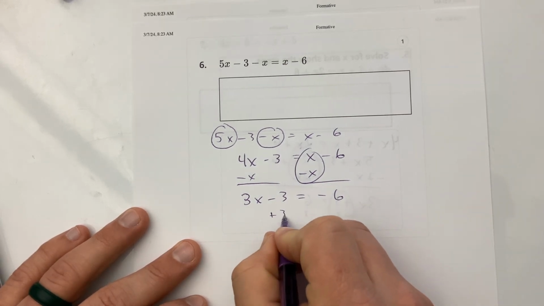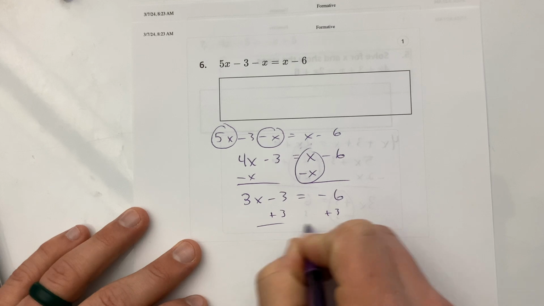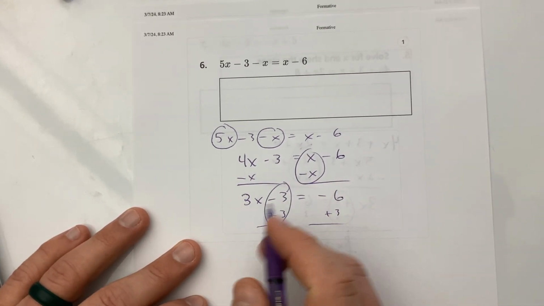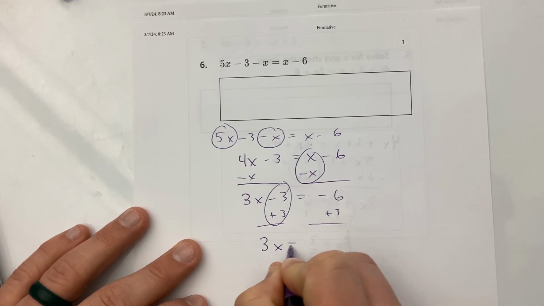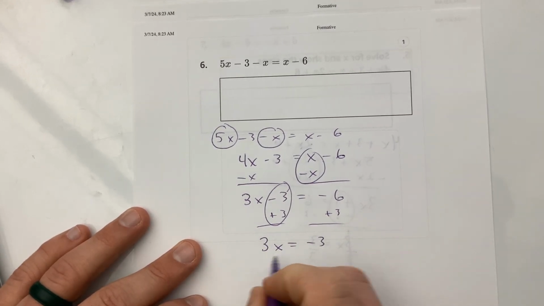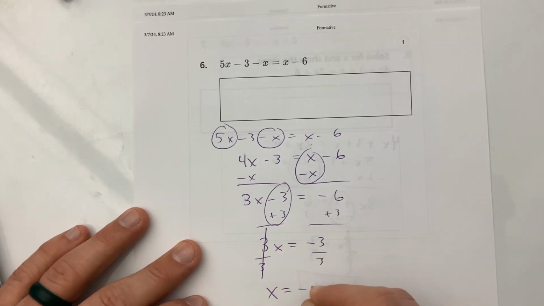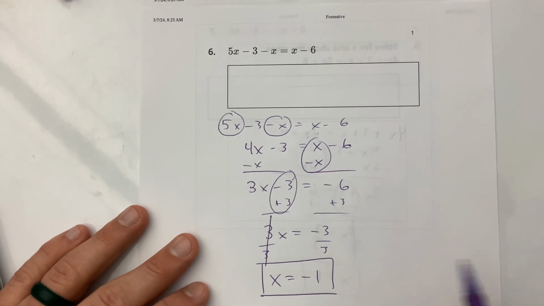Another very common mistake would be to forget that this is negative 6. Now I'm going to add 3 to both sides. Notice negative 6 is smaller, but I'm still going to add the 3 because I want to get the variable all by itself. So we have 3x equals negative 3. Again, divide by the coefficient, and we get x equals negative 1. Right?